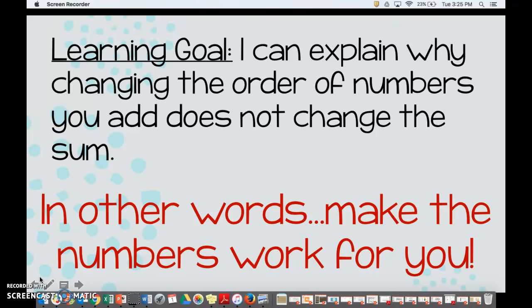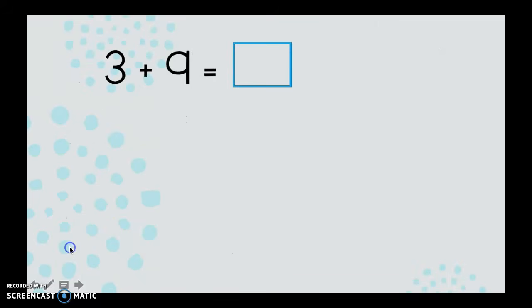Oh, yeah. In other words, make the numbers work for you. Move them around, change them up so that you can get the right answer and it's not too much work for you. Let's try it. If I have 3 plus 9 and I want to figure that out, I like to make a 10 because I know 9 plus 1 more makes a 10, and 10s are easy for me to add. 10, and I'm going to need to take the other part of the 3 that I didn't use and add that together. So my new number sentence, I would have 12 because 10 plus 2 is 12.